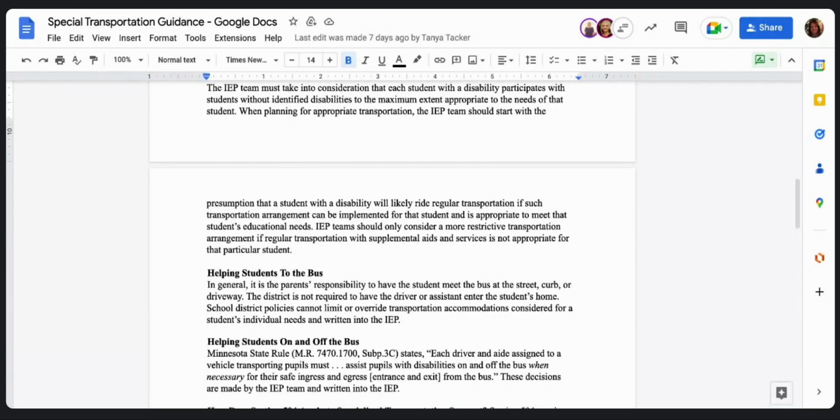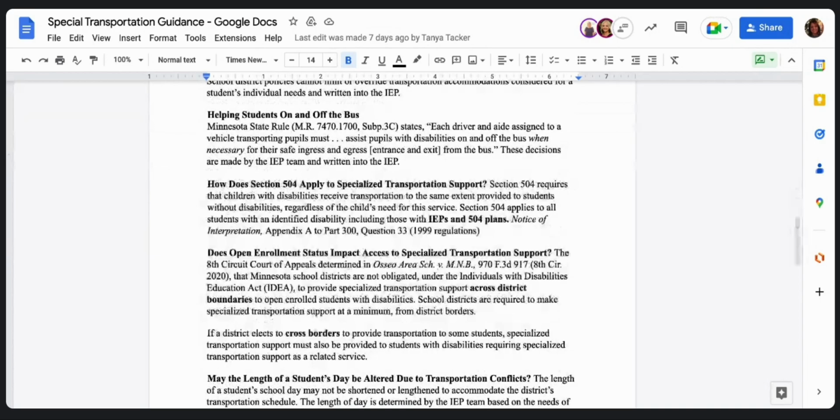Next is helping students on and off the bus. So this has to do more so when we're getting to school or dropping a student off who is maybe in a wheelchair or using a 5-point harness. Talking about special education versus 504 plans. Do 504 plans require us to look at special transportation? So that is included in there.